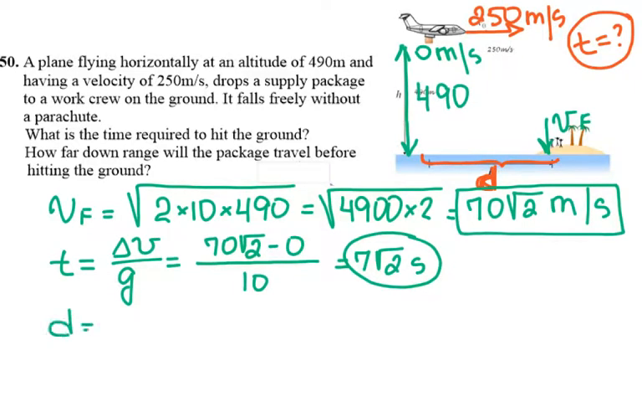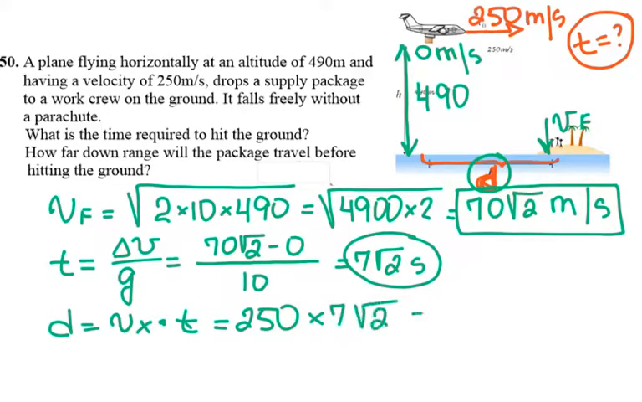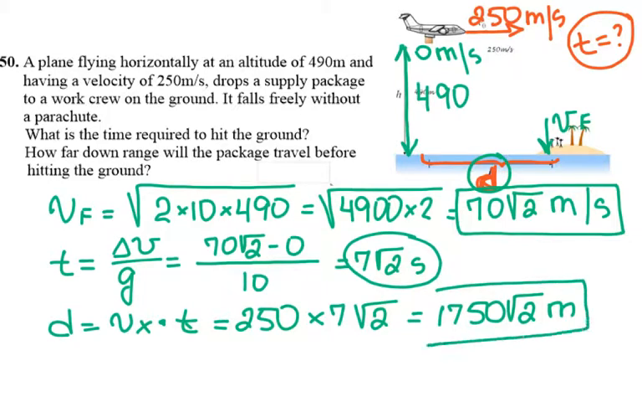So to find the distance, how far, and I'm looking for this distance, the distance how far it will land, I need horizontal velocity times the time. In horizontal velocity, when the package was let go, it had the velocity of the airplane. So that is 250. It has initial velocity. And times 7 square roots of 2. And my answer is going to be 1750 square roots of 2 meters. So it will land 1750 times square root of 2 meters away from the point where it was dropped.